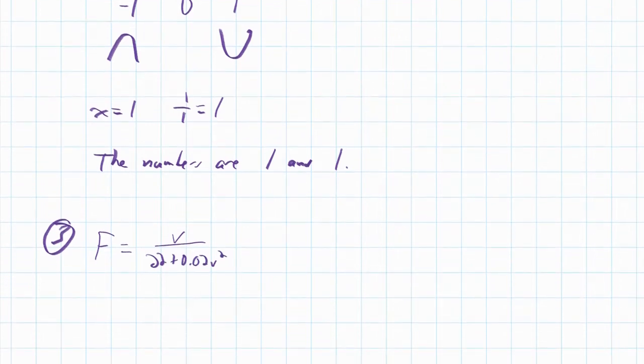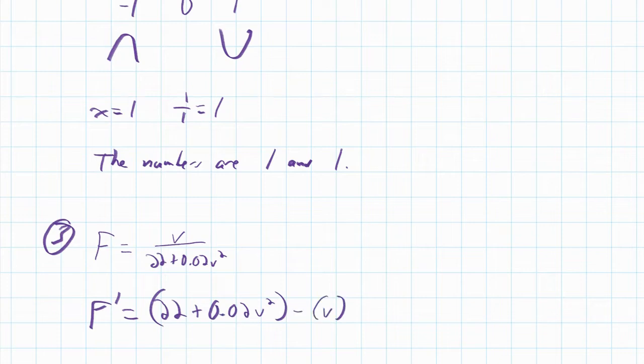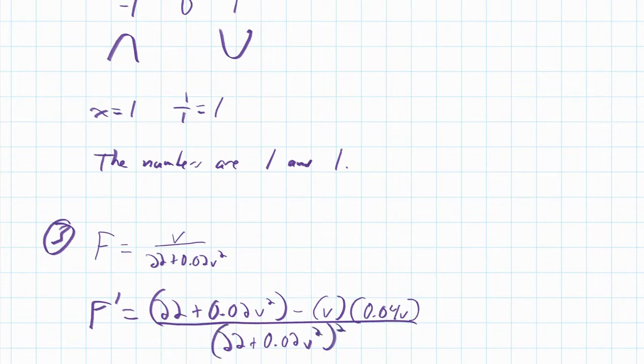What speed will maximize the flow rate on it? Okay, the maximum flow rate: we want to figure out what F prime is. So this is just a practice of low d high minus high d low. Let's just do it straight up as it is. Low, d high is 1, minus high, and then d low would be 0.04 V, over low squared, which is 22 plus 0.02 V squared, quantity squared.